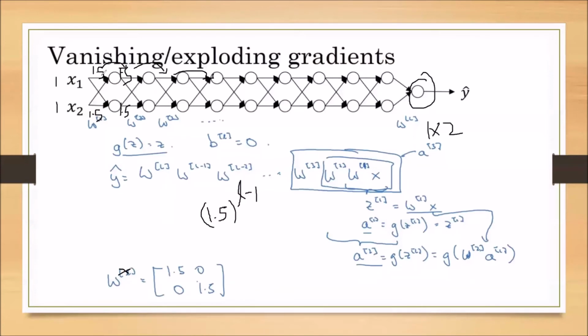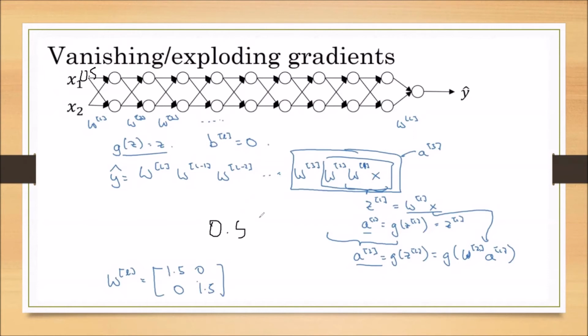1.5 power 100 means it is a very large value. Now we are getting the output like an exploding output. We can call it an exploding output. Instead of that, if we reduce the W value to 0.5, this time we will get 0.5 power L minus 1, which is a very small value, meaning it is vanishing.